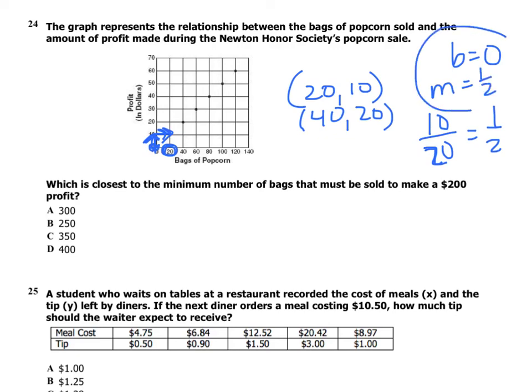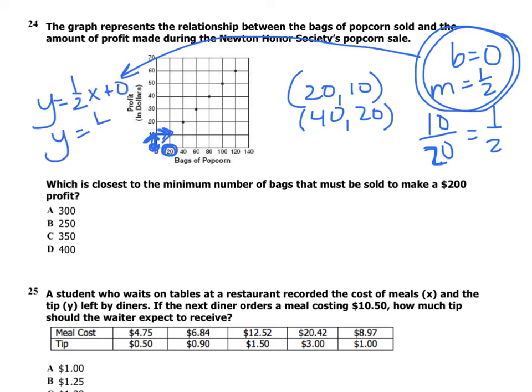So I could use the equation created with that information, which is y equals 1/2 x plus 0, or just y equals 1/2 x. So apparently they make half of what they sell in profit. So what's the closest to the minimum number of bags to make a $200 profit? We'd put 200 in for y and solve for x.